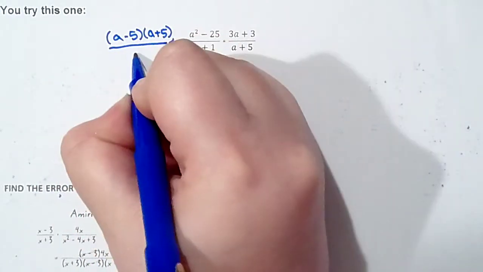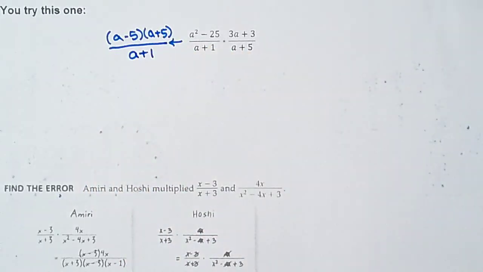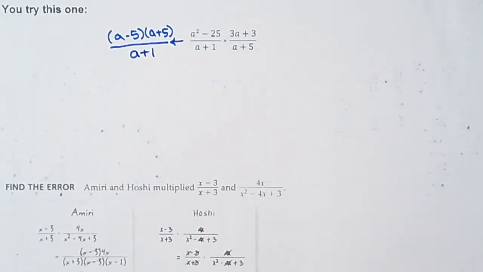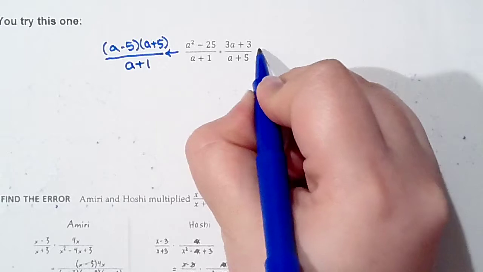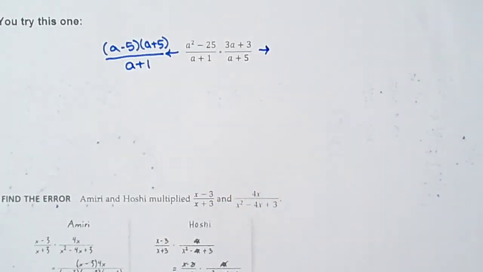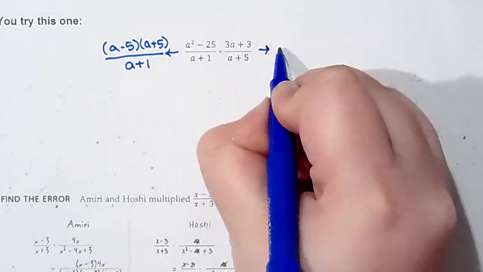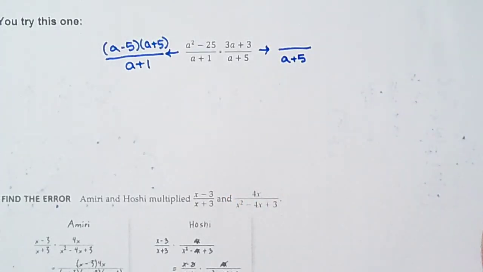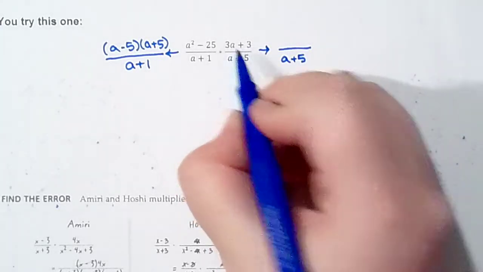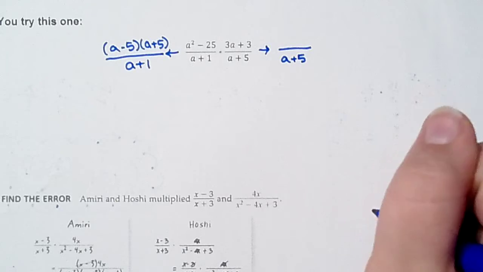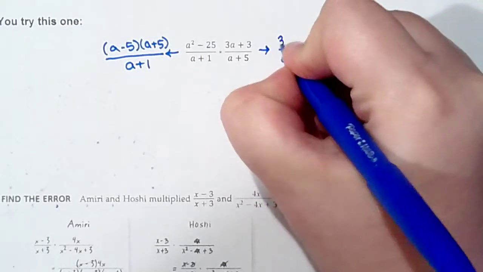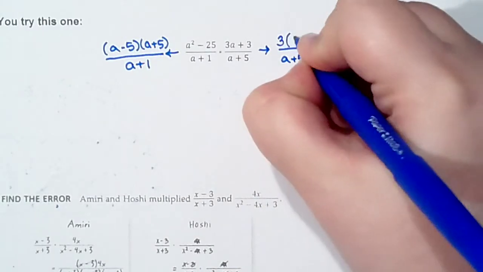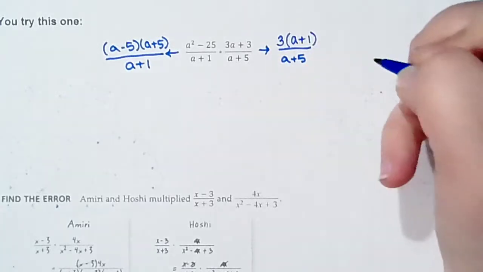I can't simplify a plus 1 any further than it already is, so I'm just going to leave it alone. Now let's simplify that right side. We've got 3a plus 3 over a plus 5. Well, I right away know I can't simplify the bottom. There's no GCF, there's no squares or anything. But the top, I notice that both terms have something in common. They have a 3. And when I pull out that 3, I'm left with a plus 1.